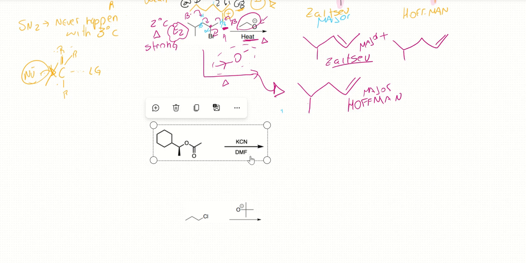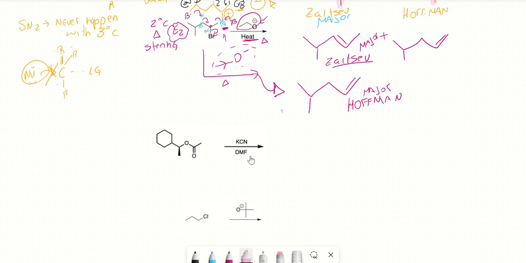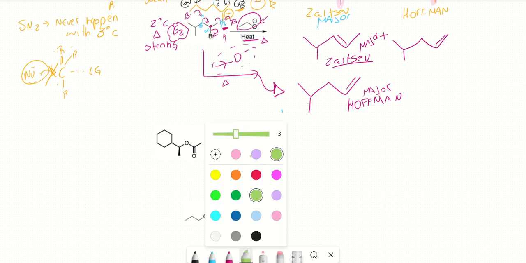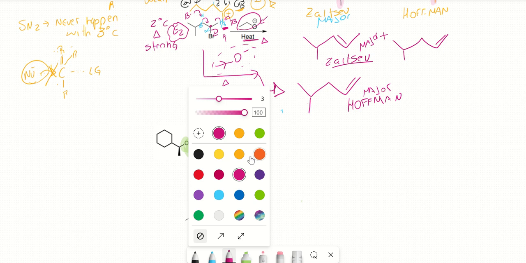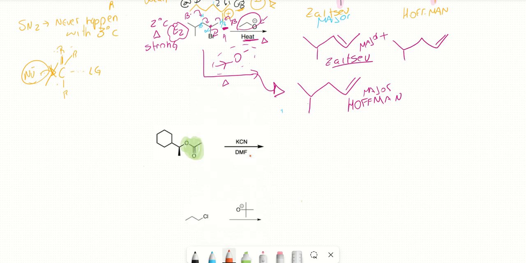First thing I'm gonna do is look into my leaving group. So my leaving group over here is this, right? And is this a good or bad leaving group? It's a good leaving group. We have a resonance that helps to stabilize the negative charge. So it's a good leaving group.